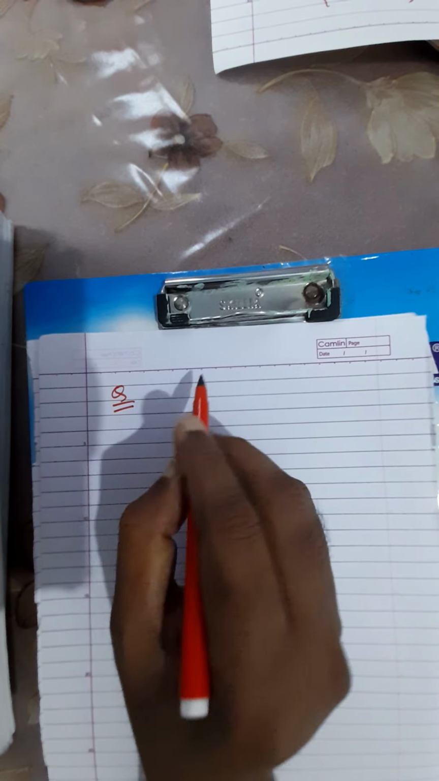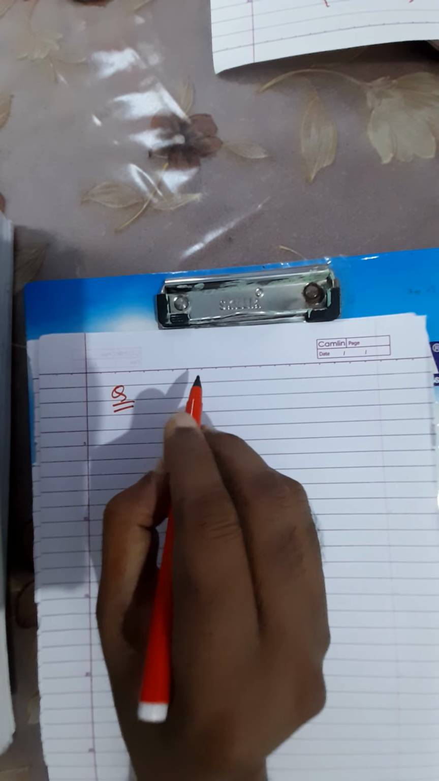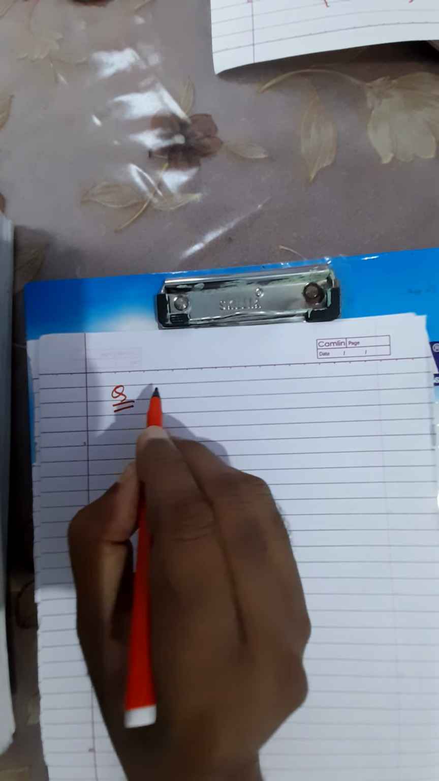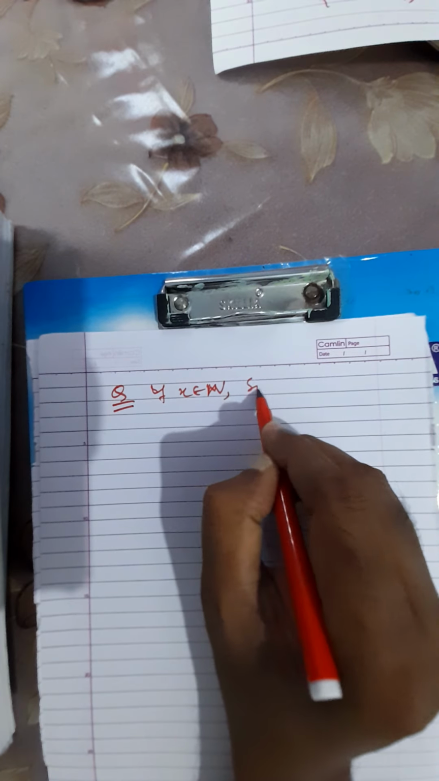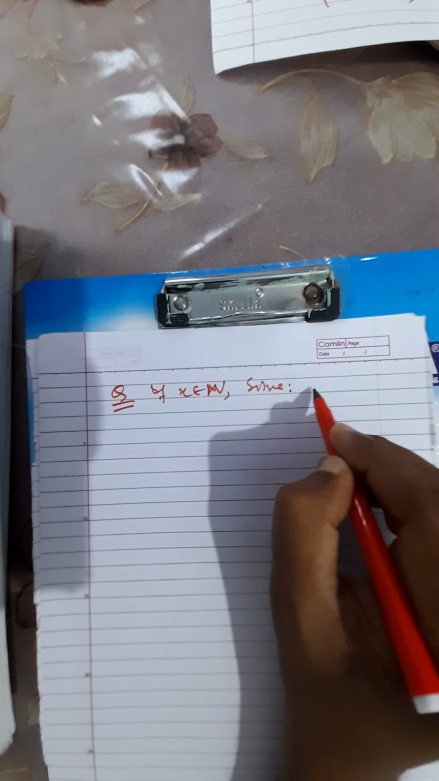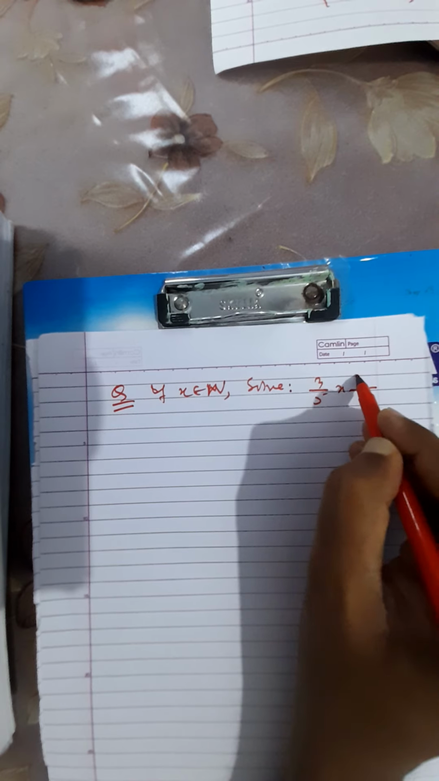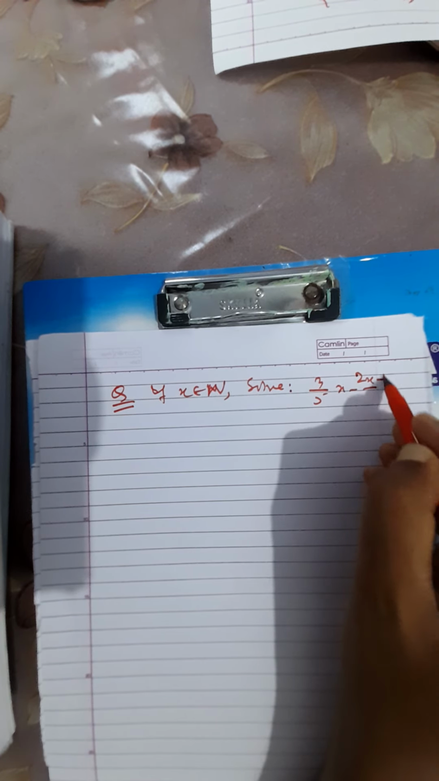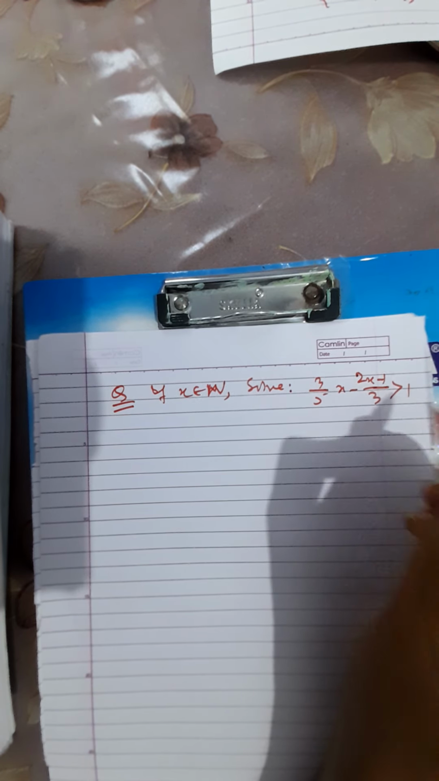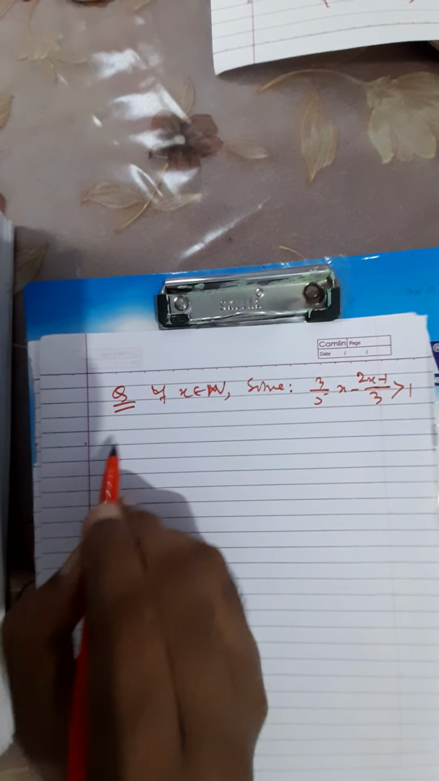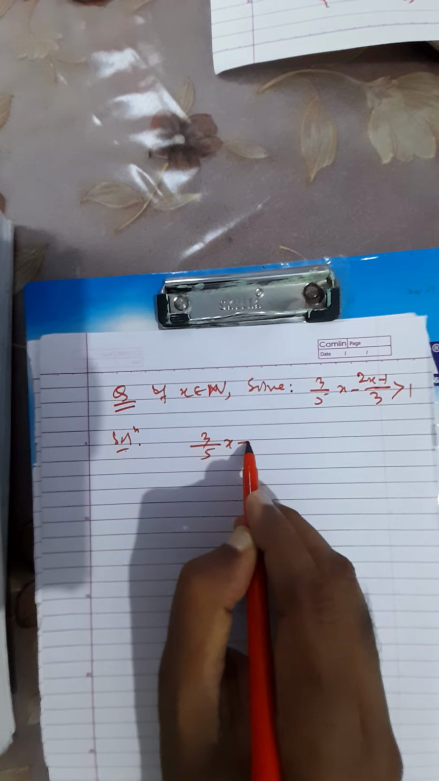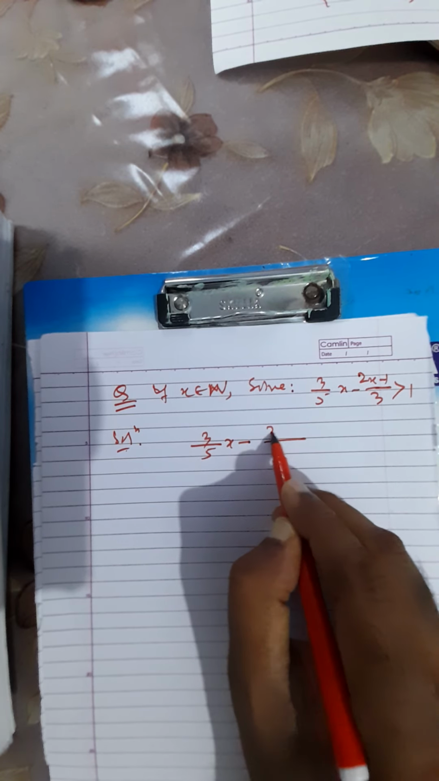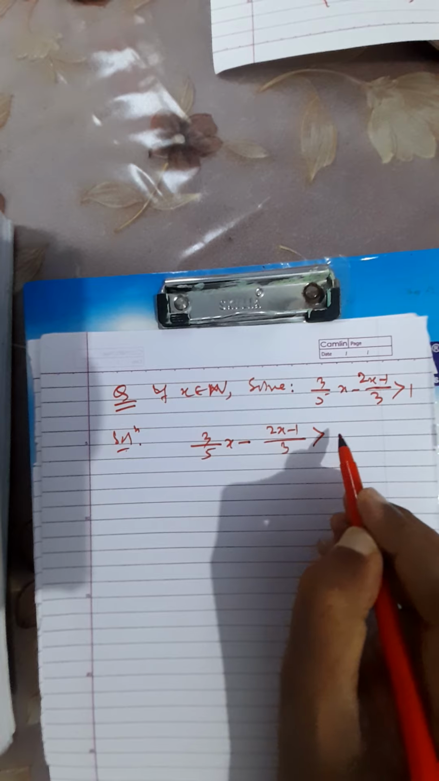Next example. Solve, if x belongs to W, not N, W. What do you have to solve? 3 by 5x minus twice x minus 1 by 3 greater than 1. So solution: 3 by 5x minus twice x minus 1 by 3 greater than 1.